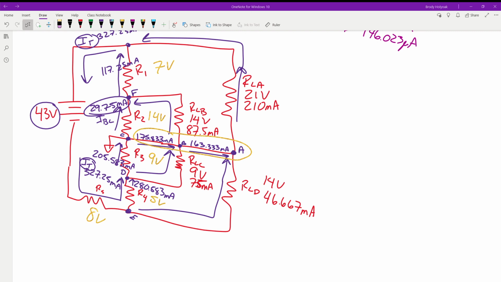Your power supply will be your final, yes. AC circuit theory for fall.